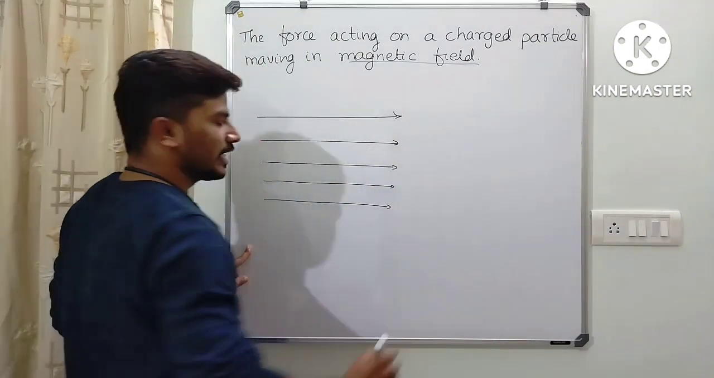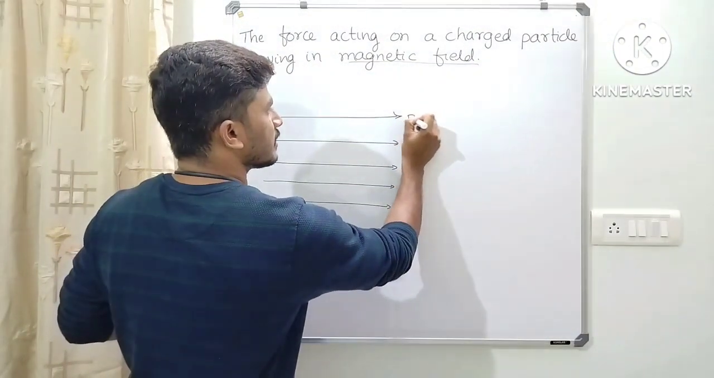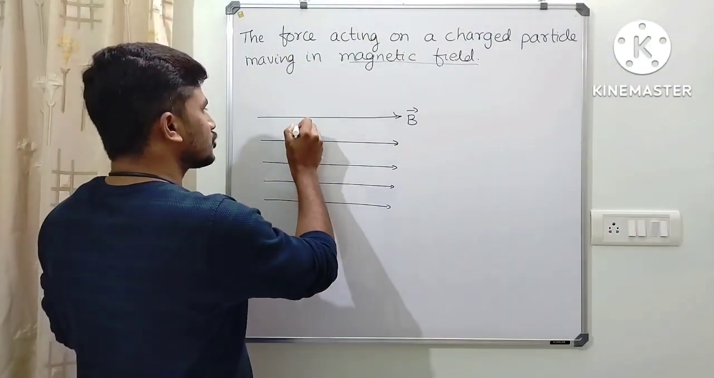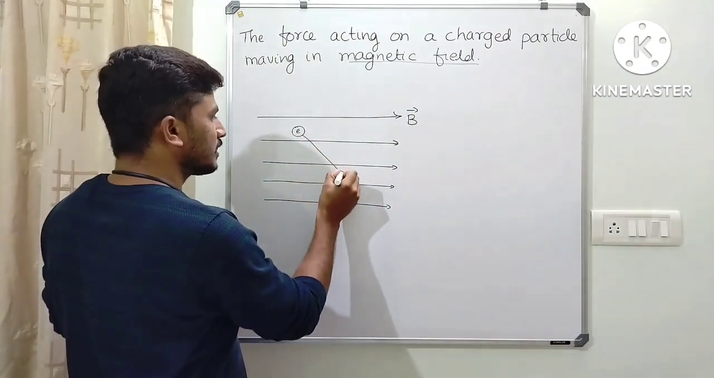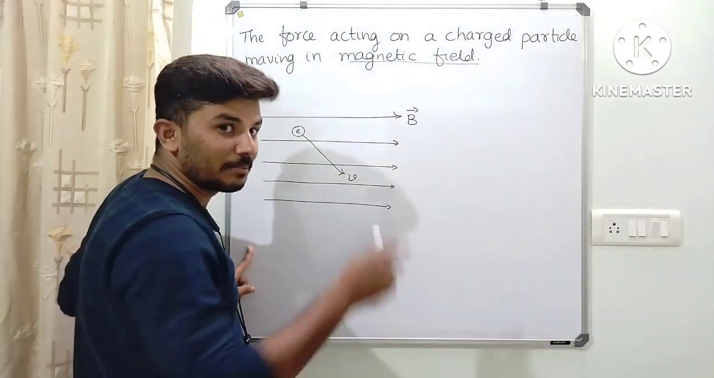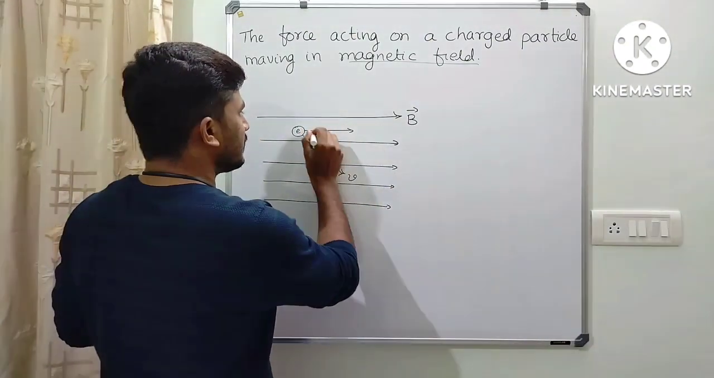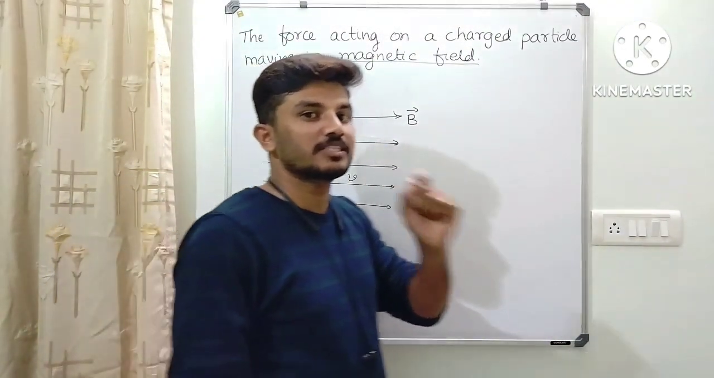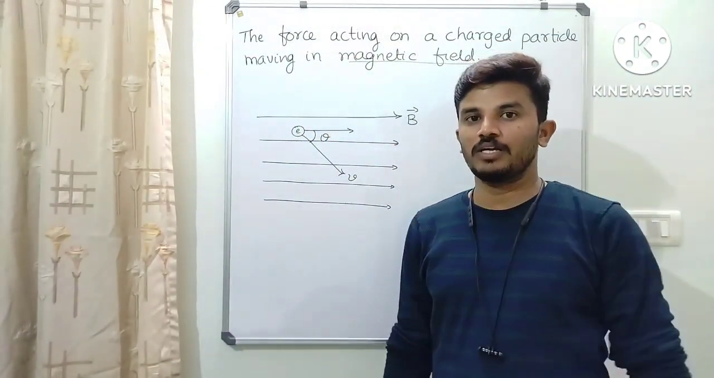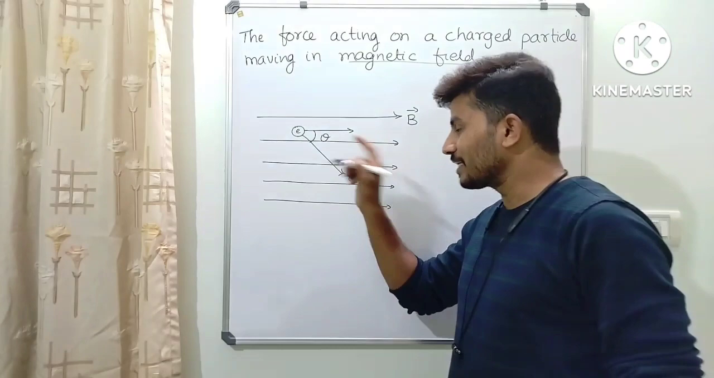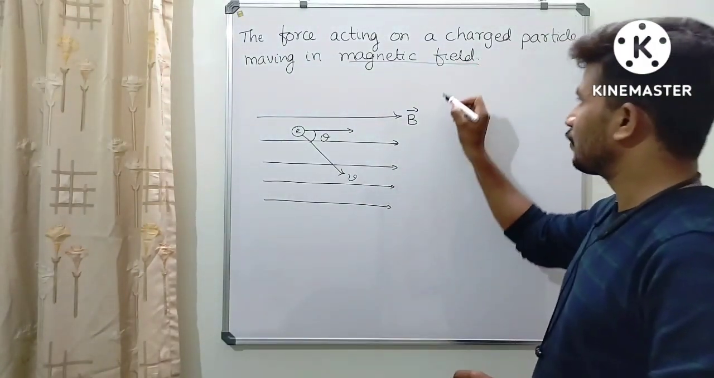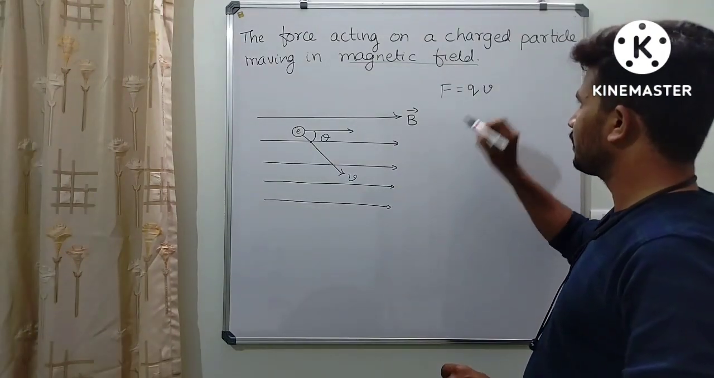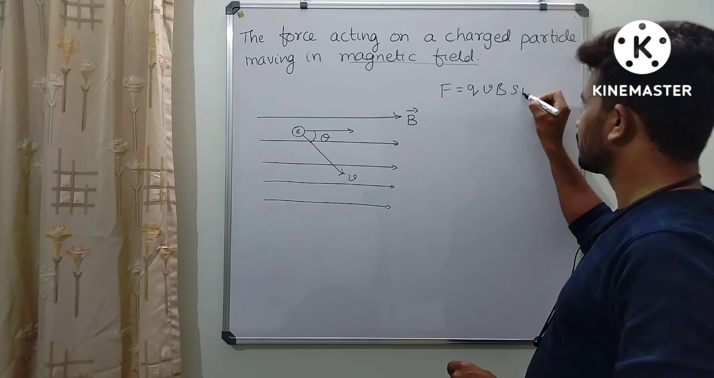So these equidistant parallel lines represent the uniform magnetic field, and let us consider a charge which is moving with a velocity v in magnetic field, making an angle theta with it. Now the force experienced by the charged particle moving in magnetic field with a velocity v and making an angle theta with it is given by F is equal to Q V B sin theta.